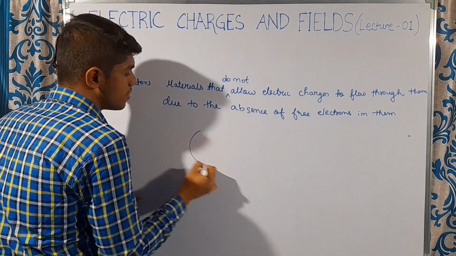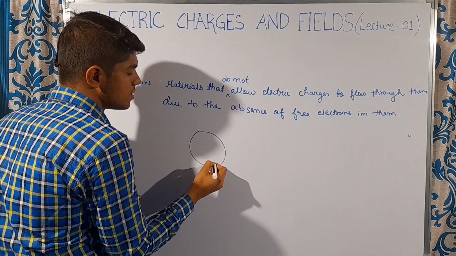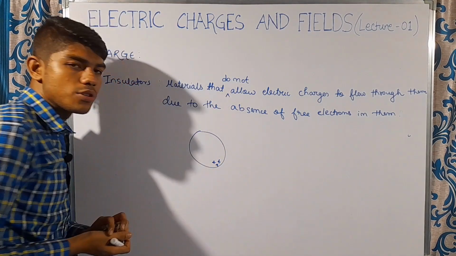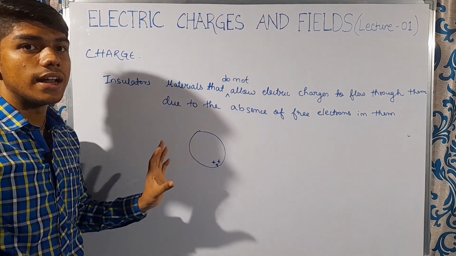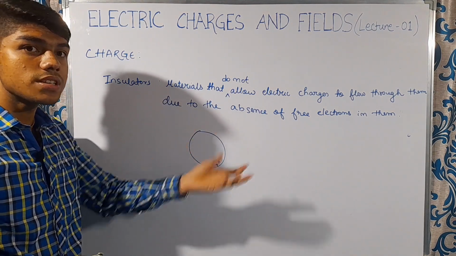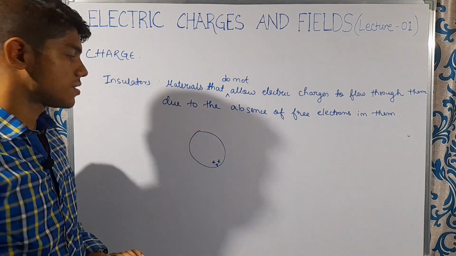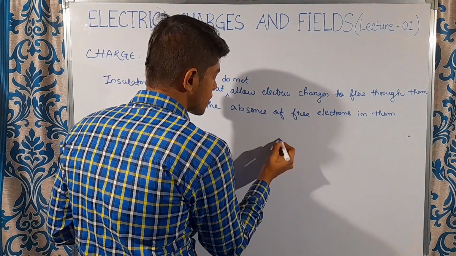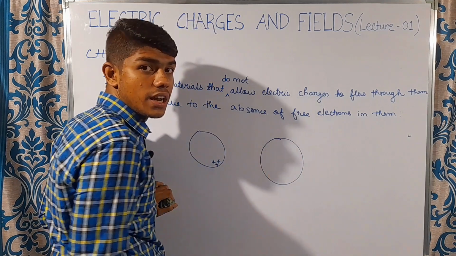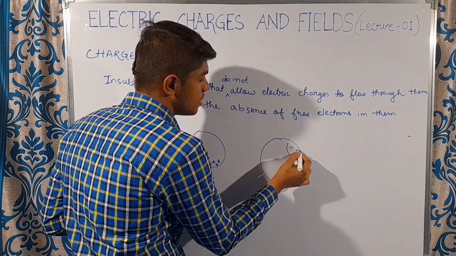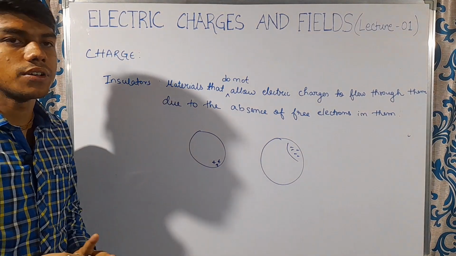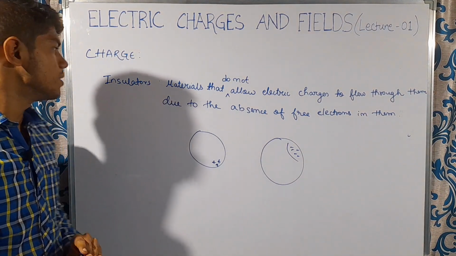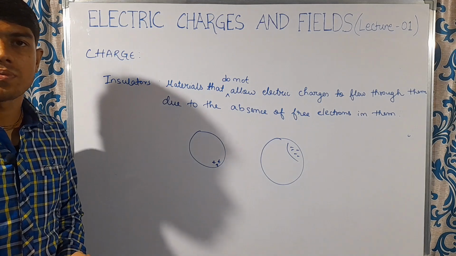Suppose this is an insulator and you have given an excess charge in this region, say positive charge. Then the positive charge will remain here only. It will not get distributed, unlike conductors where the charge was getting distributed on the surface. Similarly, if this is an insulator and you have given it a negative charge in this region, the negative charge will remain there only. It will not move or distribute itself. This is the difference between a conductor and an insulator.